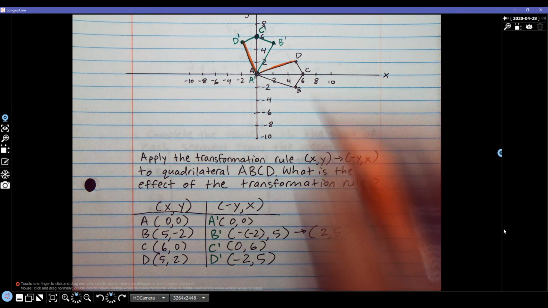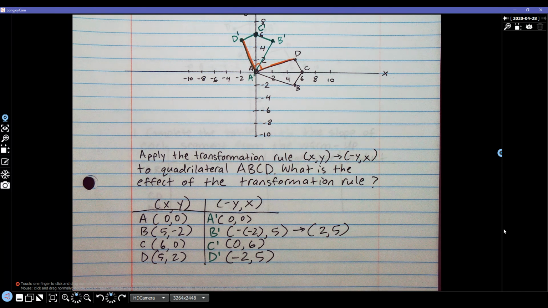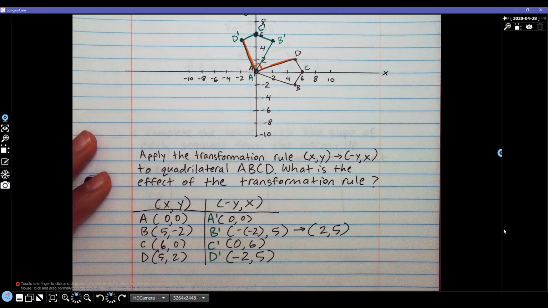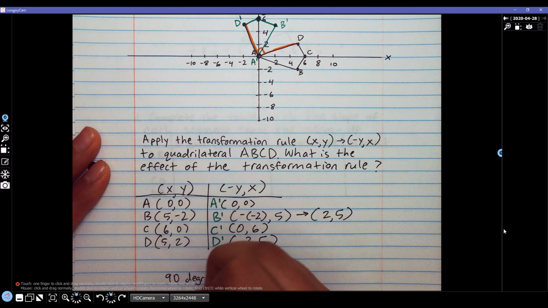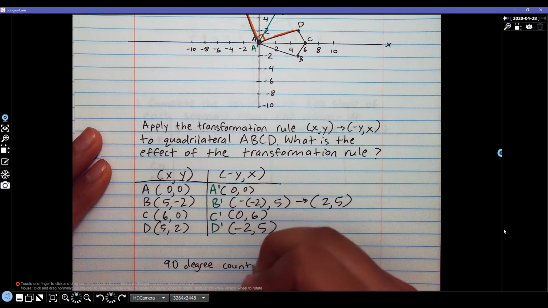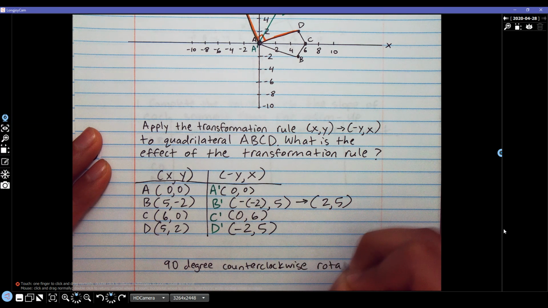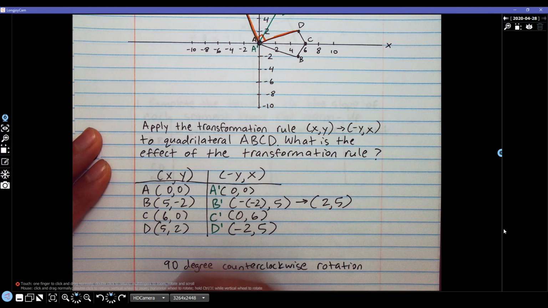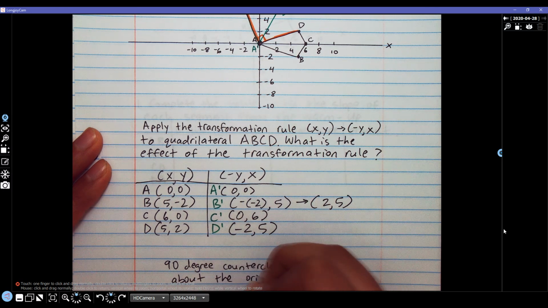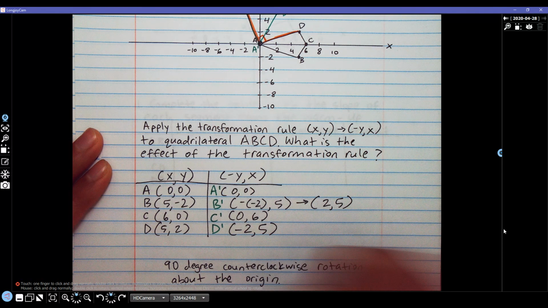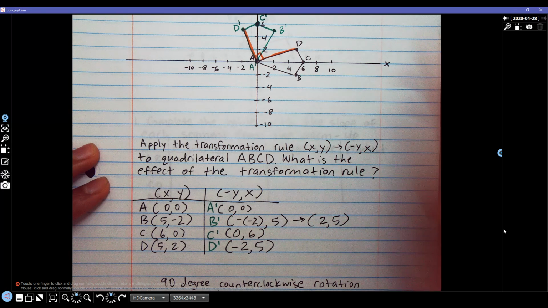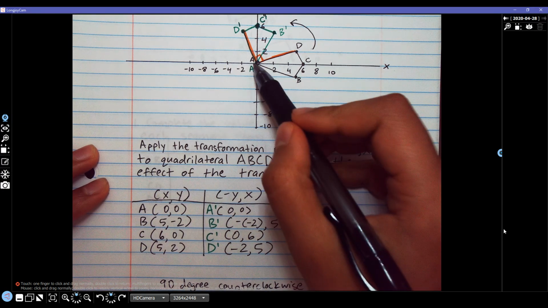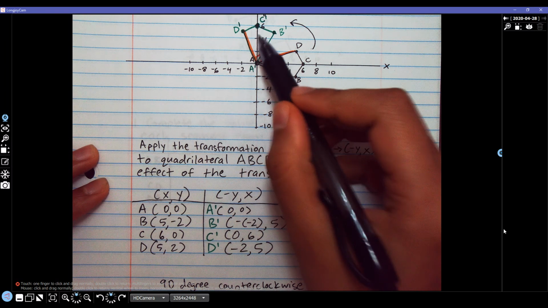we'll see that it forms a right angle here. That's our 90-degree angle, right? So it looks like it was a 90-degree counterclockwise rotation about the origin, right? So think of the origin (0, 0) as our center of rotation, and we just rotated this figure counterclockwise by 90 degrees to get our figure A prime, B prime, C prime, D prime.